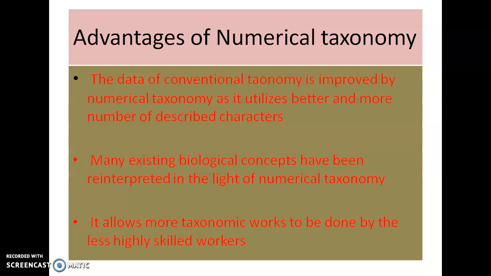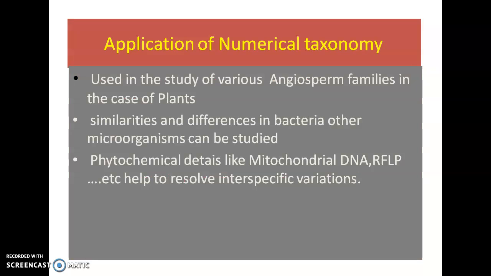Then many existing biological concepts have been reinterpreted in the light of numerical taxonomy. So you know that many previously existing biological concepts can be reinterpreted or re-evaluated by means of the emergence of numerical taxonomy. And it allows more taxonomic characters to be done by less highly skilled workers. So these are the advantages of numerical taxonomy.